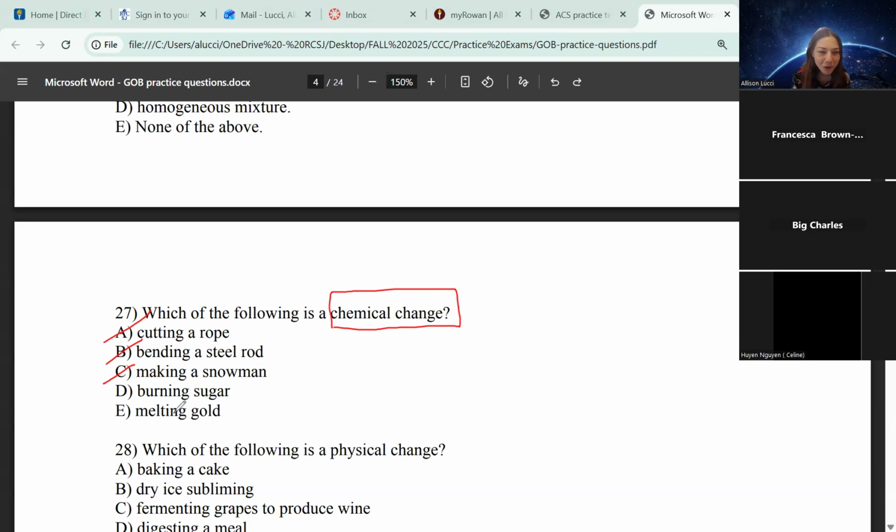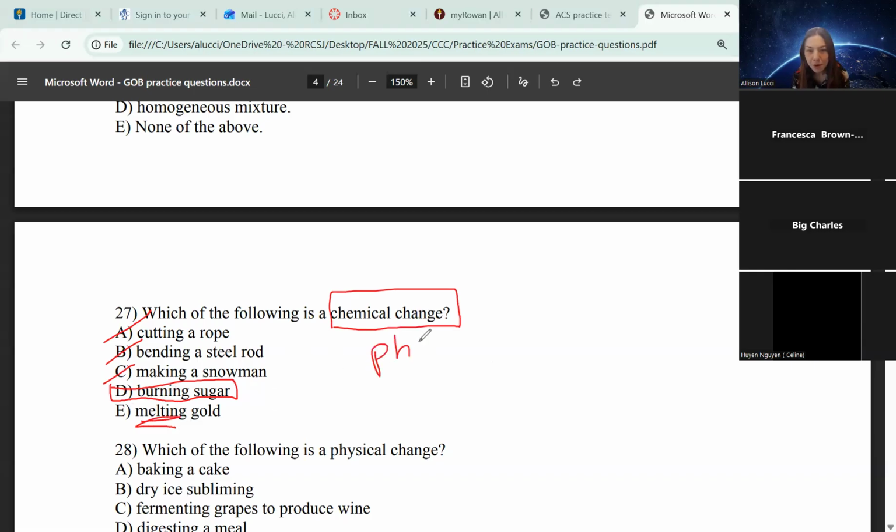It's wonderful. Burning sugar. Well, now I don't have my white, crystalline looking sugar. I might have caramel. I have something more blackened, brownish, kind of gooey. So that definitely would be a change, in appearance and in structure. So burning sugar is a chemical change. Melting, that's also a physical change.